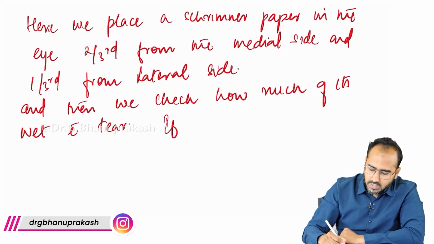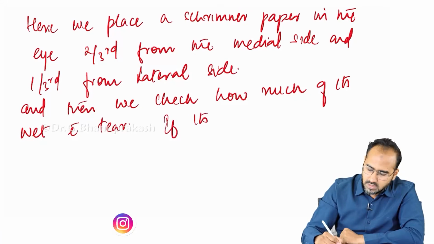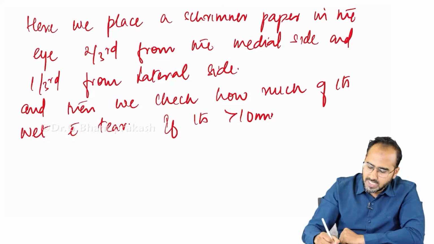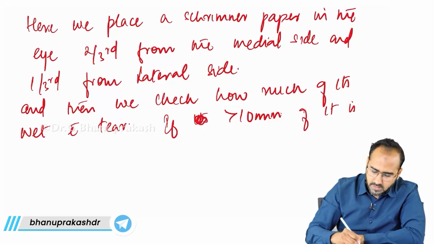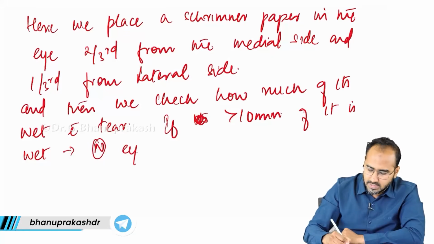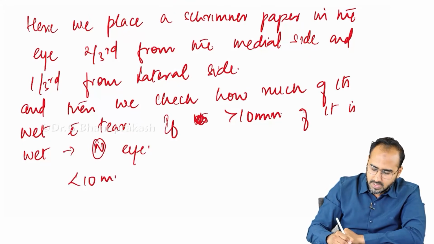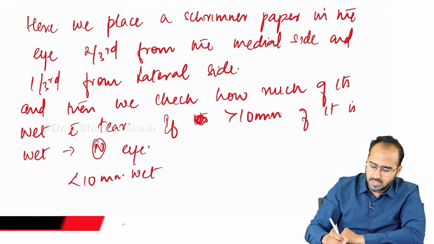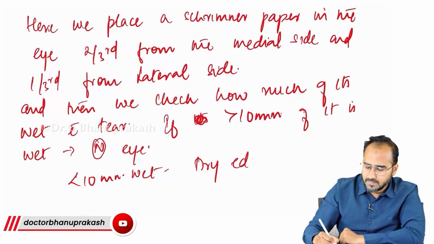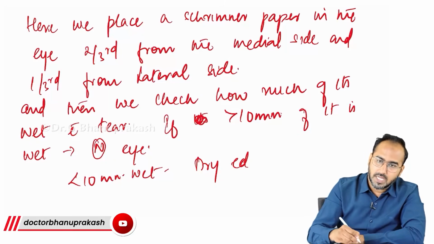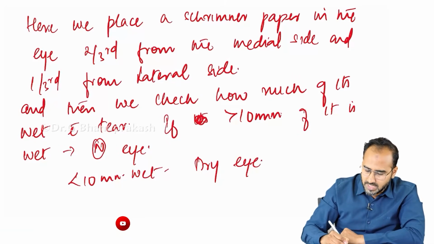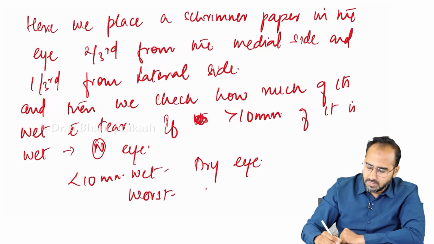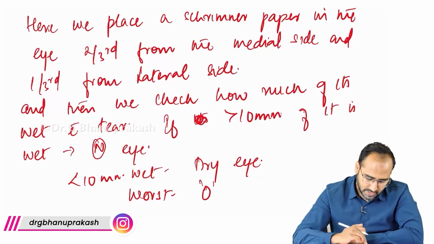If more than 10 mm of it is wet, then the patient is having normal eyes. If less than 10 mm is wet, then it is dry eyes. The worst scenario is what? Having a Schirmer score of 0.